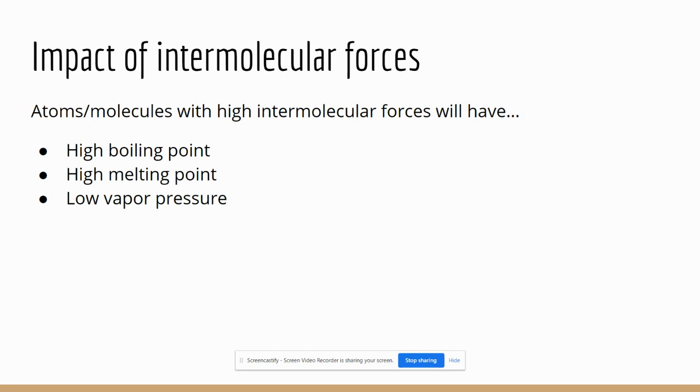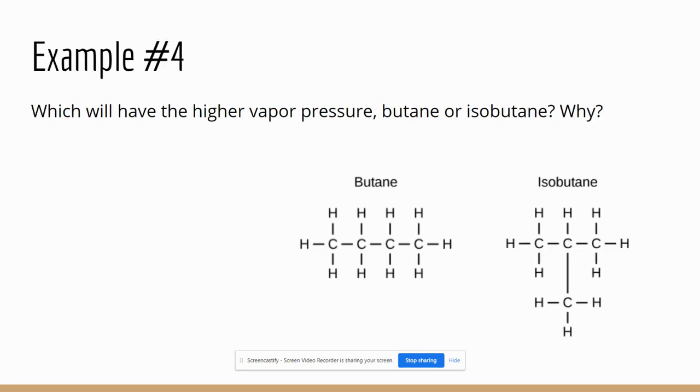Just as a reminder, vapor pressure is the pressure directly above the surface of a liquid that is a result of the fact that there's always some of that liquid going into the gas phase. Pause here. So the one with the higher vapor pressure will be the one with the lower intermolecular forces, which in this case is going to be isobutane.